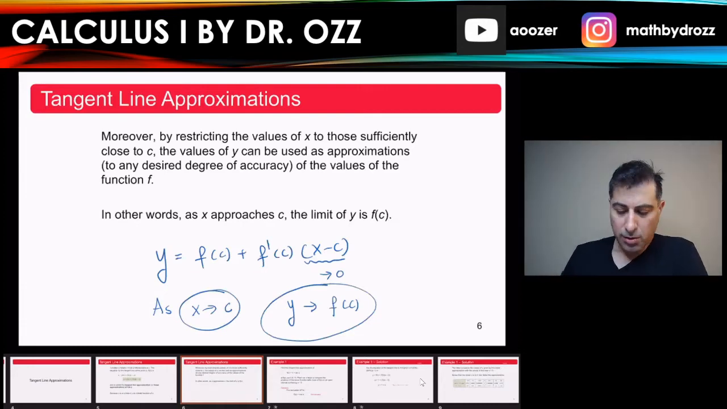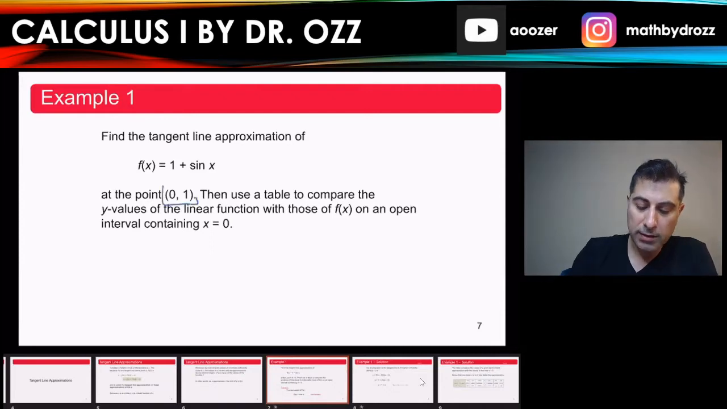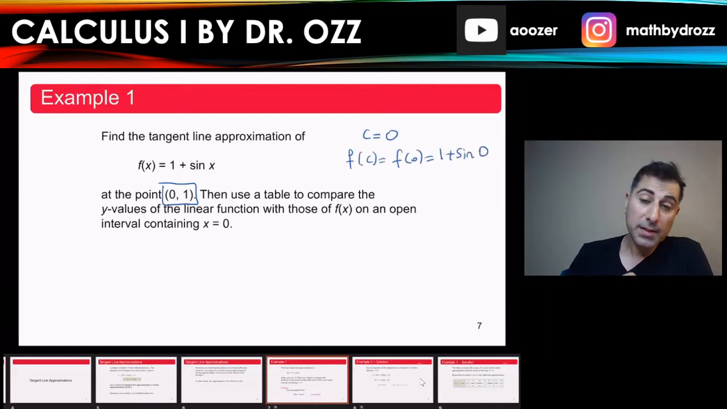So here is one example. Let's go through it together. We have the function 1 plus sine x, and we're considering the point (0, 1). In other words, c equals 0, and f of c, which is f of 0, is 1 plus sine 0. Here 0 is in radians, so this is equal to 1 because sine 0 equals 0. So as you see, f of c equals 1, so this point is in fact c and f of c.